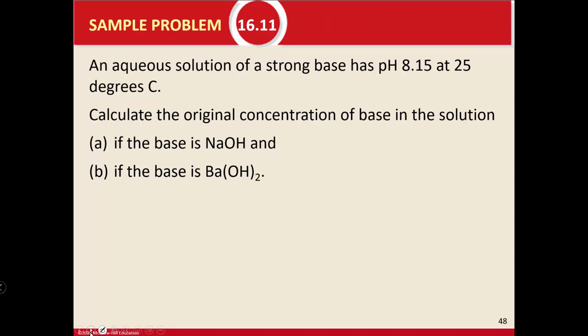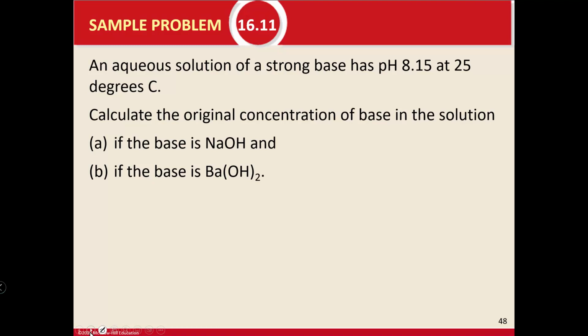All right, so let's read this one. An aqueous solution of a strong base has a pH of 8.15 at 25 degrees Celsius. Calculate the original concentration of the base in the solution. So let me tell you what this problem is. It's a stoichiometry problem. You had stoichiometry in Gen Chem 1. This is nothing more than a stoichiometry problem.